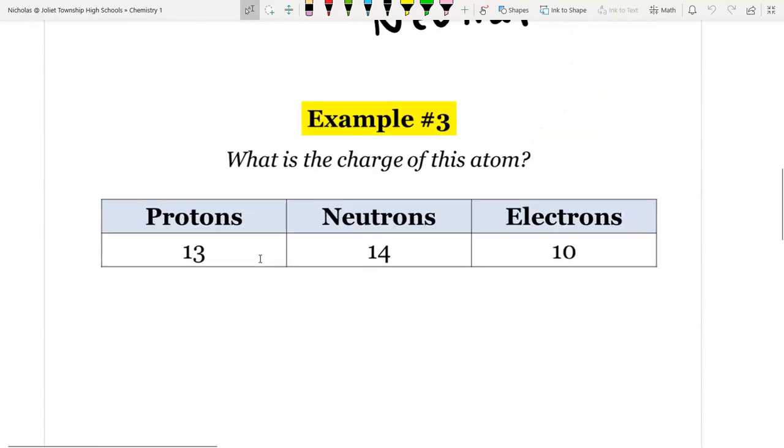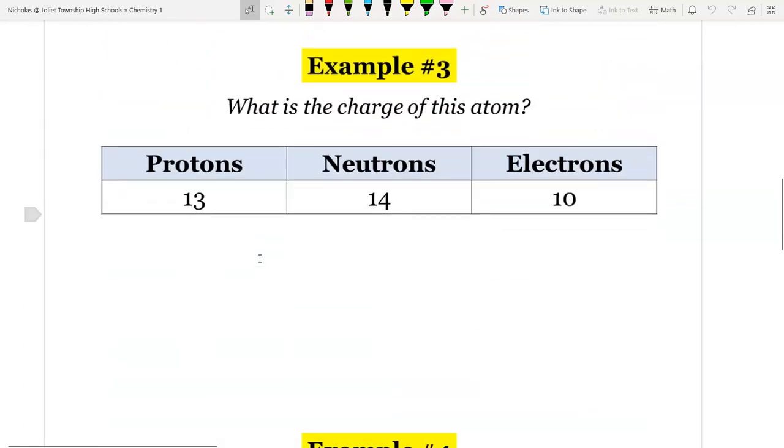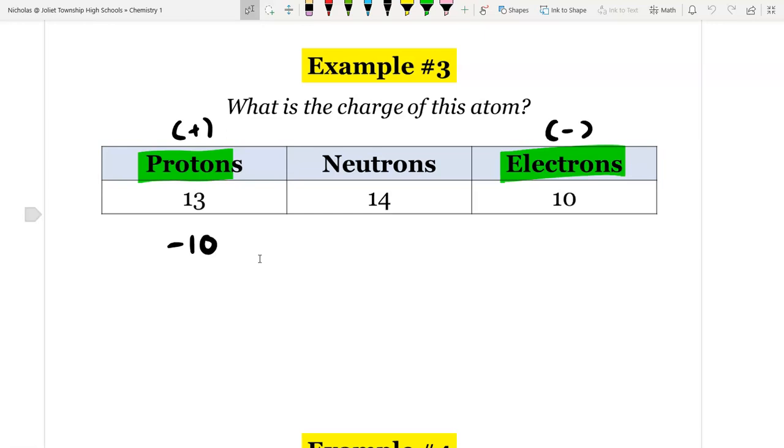All right, let's look at another one. So in this example, it says, what is the charge of this atom? So again, two different ways we can do this. We can do it mathematically. So we're looking at the positive protons, the negative electrons. So I have a charge of negative 10 from the electrons, and I have a charge of positive 13 from the protons. So that gives me an overall charge of positive 3.